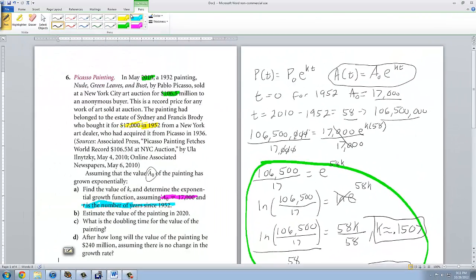Again, look for these matching coordinate points there and there. 0, 17,000. Time I'm talking about. 0, 17,000. 58, 106.5 million. That's going to help you get k, because if you can't get k, you're not going to be able to do any of this.